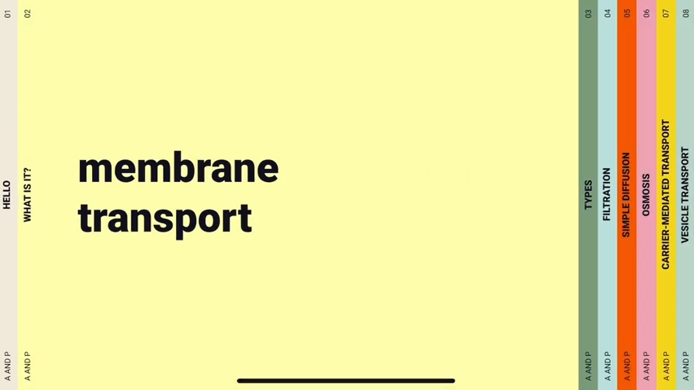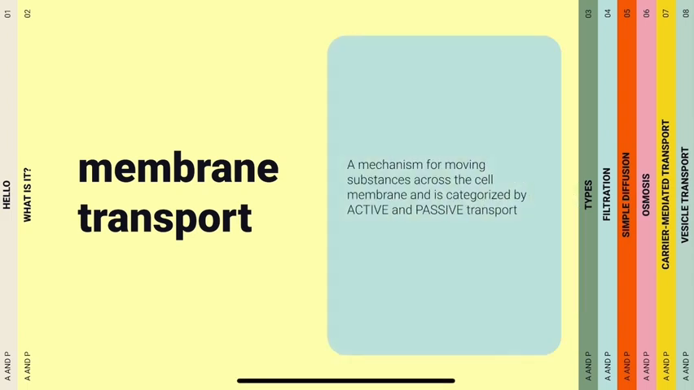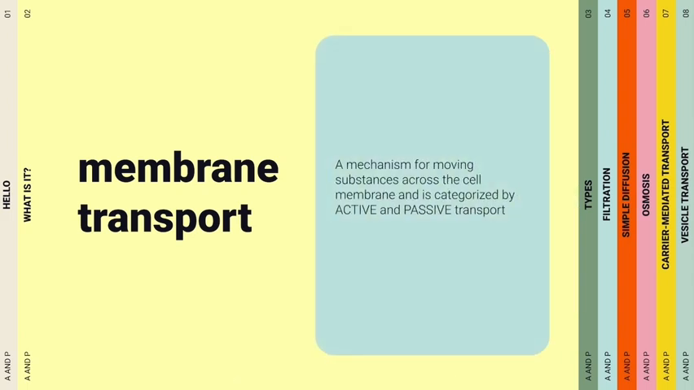So, what is membrane transport? Membrane transport is a mechanism for moving substances across the cell membrane, and it is categorized by active and passive transport. Active transport being one that requires ATP or energy, and passive transport which does not require ATP.